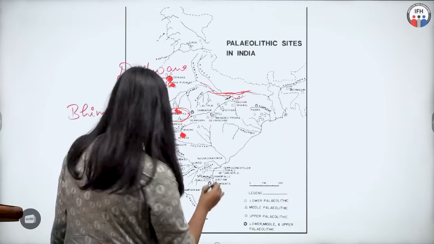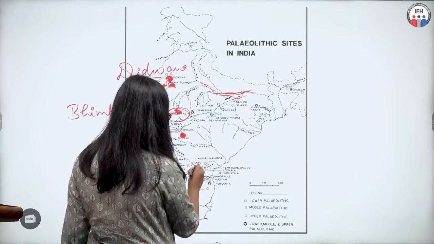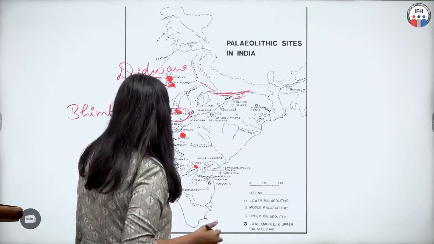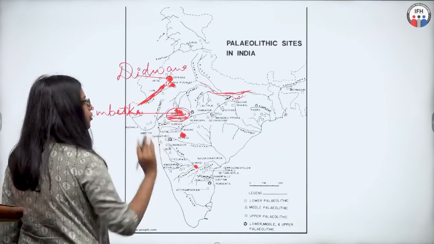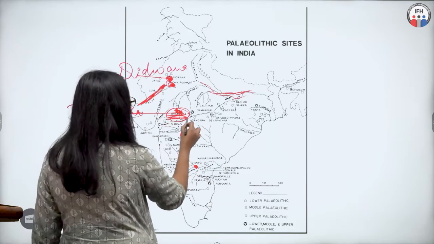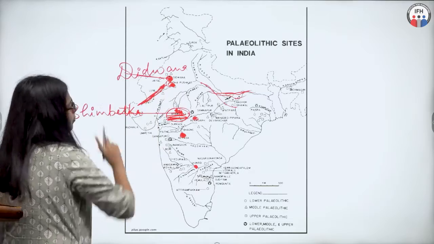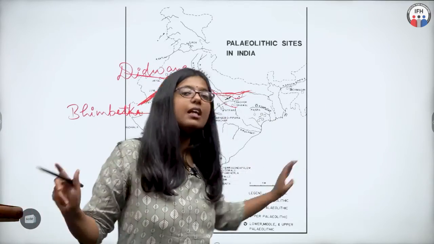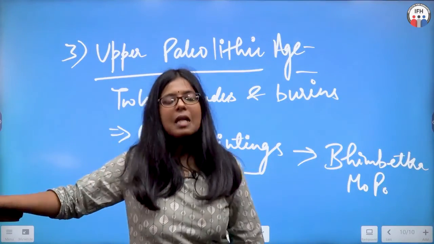So do not remember a lot of names. Hosangi is also important. Remember these names: Hosangi, Nevasa, leave Nagarjun Konda, Bhimbetka. This is something that you have to remember anyhow. Bhimbetka, Adamgarh, if you want, you can remember this. Belan Valley, Didwana. These are the sites. Just keep these sites in mind that they are Paleolithic sites. So this is what we needed to understand here.